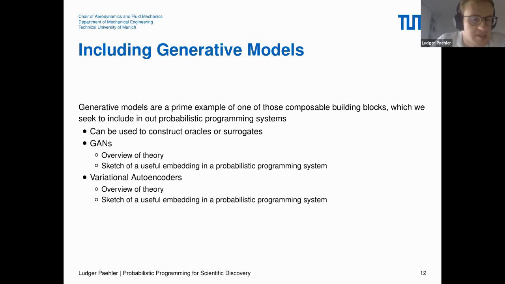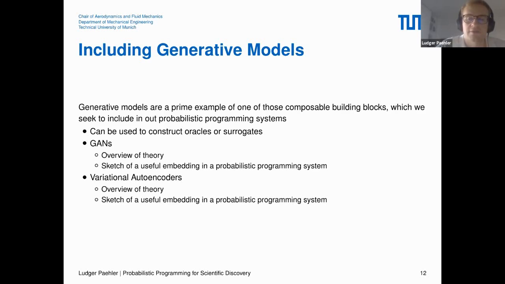So yeah, generative models are one of these building blocks which we want to introduce into our arsenal of algorithms that we can play with. You can use them to construct oracles or surrogates: oracles which try to predict the future, or surrogates on which you do inference, to accelerate your inference machine as well. So we're going through GANs and VAEs. With GANs, we'll first go a bit through the theory and a few of the more important models right now. And then we'll have a look in the notebook at how you can actually incorporate it, in a kind of code sketch.